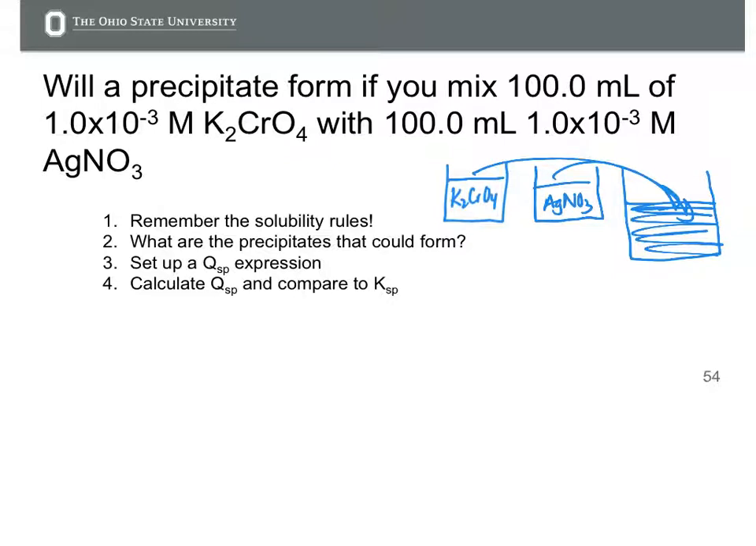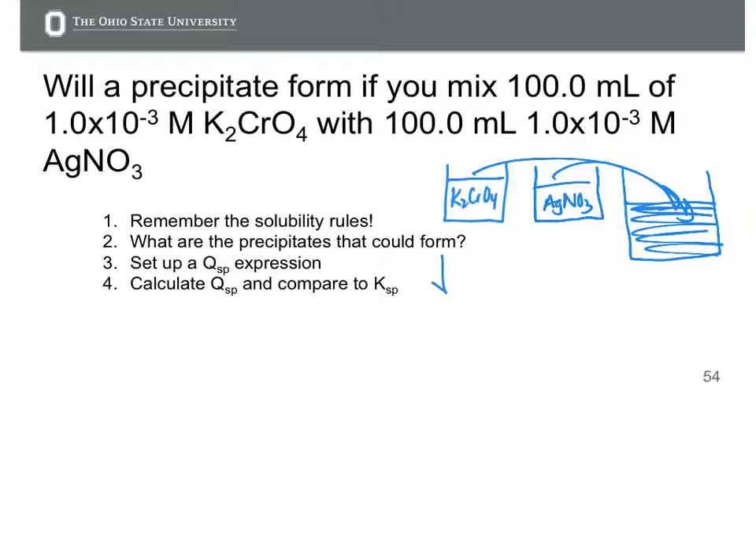Alright. So our initial concentrations of the potassium chromate and the silver nitrate in the final mixed solution are going to be less, right? We have diluted each of those solutions. So that's something we're going to have to pay attention to. The other thing is that here again comes our solubility rules. We need to think about the possible precipitates that could form.